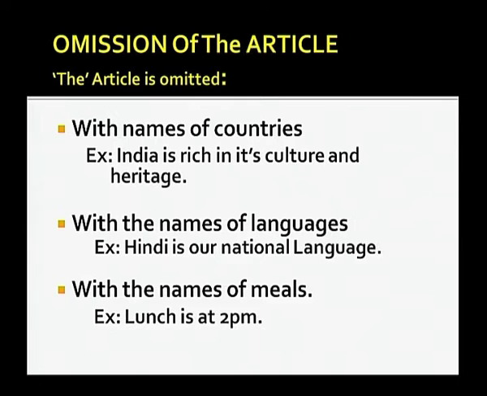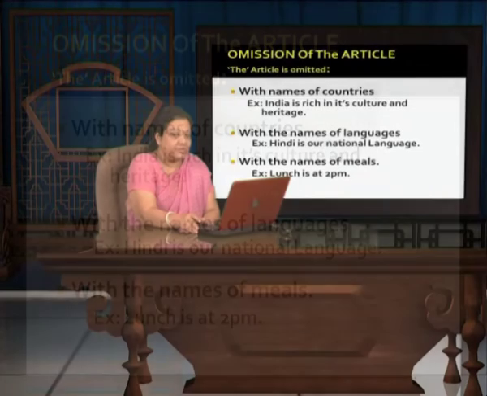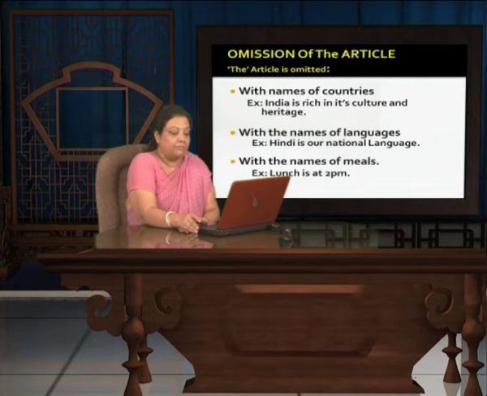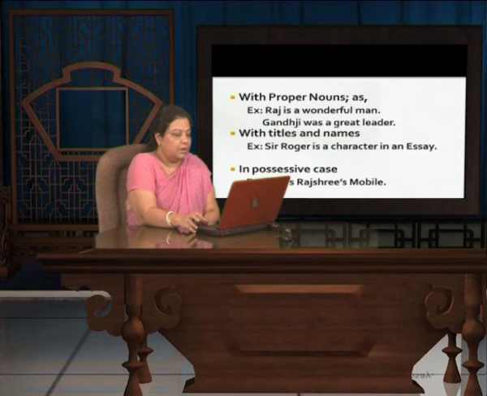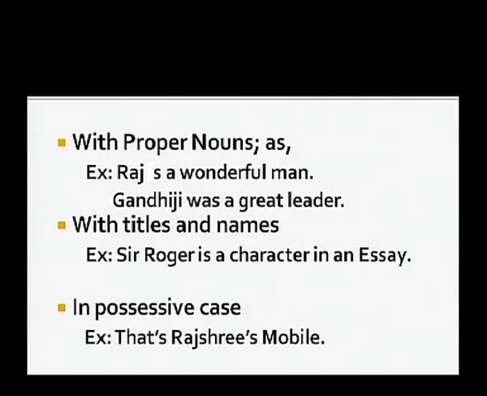With names of meals, your lunch, your dinner, your breakfast, we don't use any article before that. We say lunch is at 2 p.m., not a lunch is at 2 p.m. With proper nouns, this is very important to note, we don't use any article, as in Raj is a wonderful man. Before this proper noun, the name, we don't use any article. Gandhiji was a great leader. We don't say the Gandhiji was a great leader.